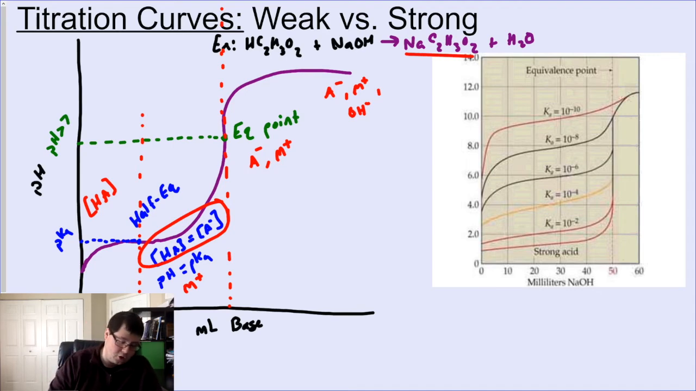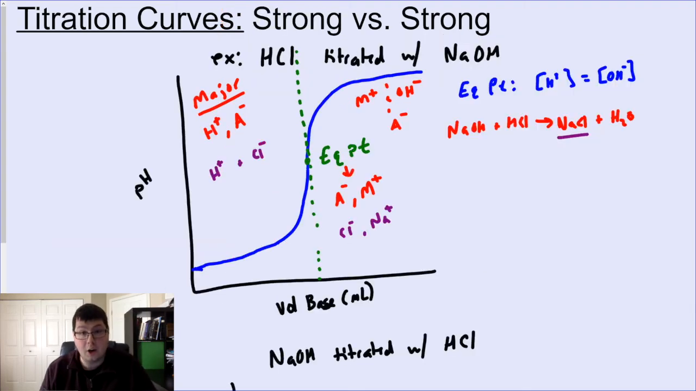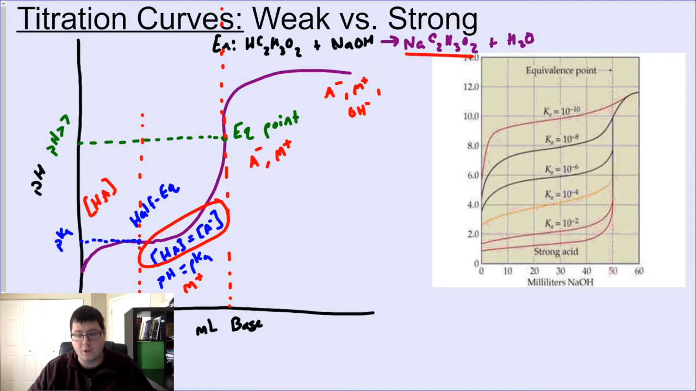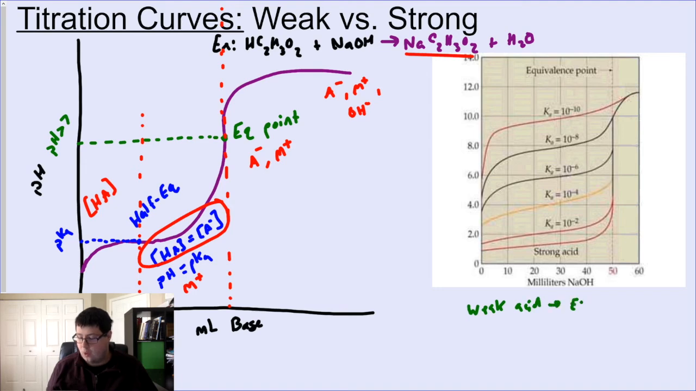Contrast that with our strong acid we had on the previous page. Here, our equivalence point should have occurred directly at 7, because A- and M+ are the conjugates of strong acids and bases, and so they don't react with water in solution to produce any significant amount of H+ or OH-. And so one major difference between the curves of strong versus strong and weak versus strong is that my equivalence point is no longer at a pH of 7. For a weak acid and strong base, that equivalence point is greater than 7.